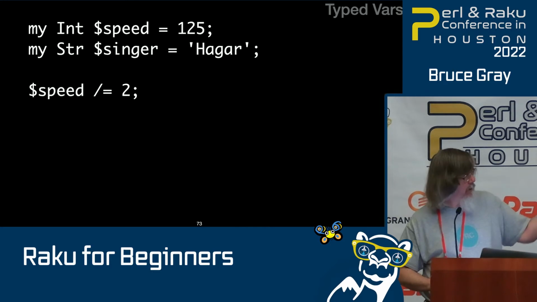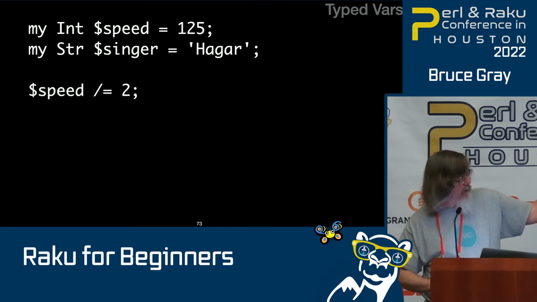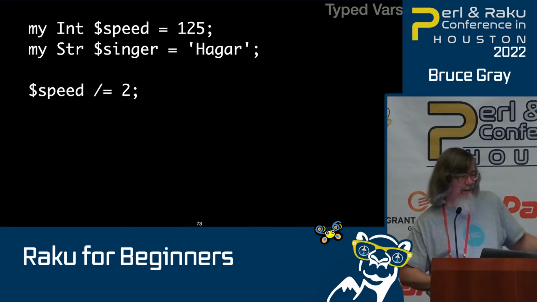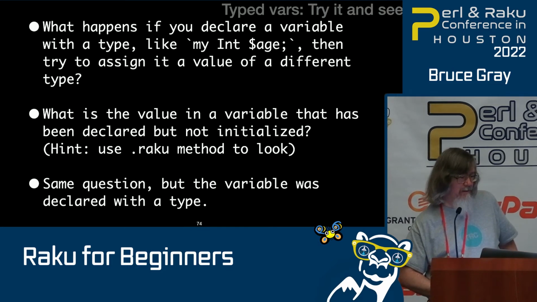So, if I do this, is it going to divide speed by 2 and round it down or round it up? I've declared speed holds an integer. Any theories? Try it, please. Well, okay, similar exercise. You try it.